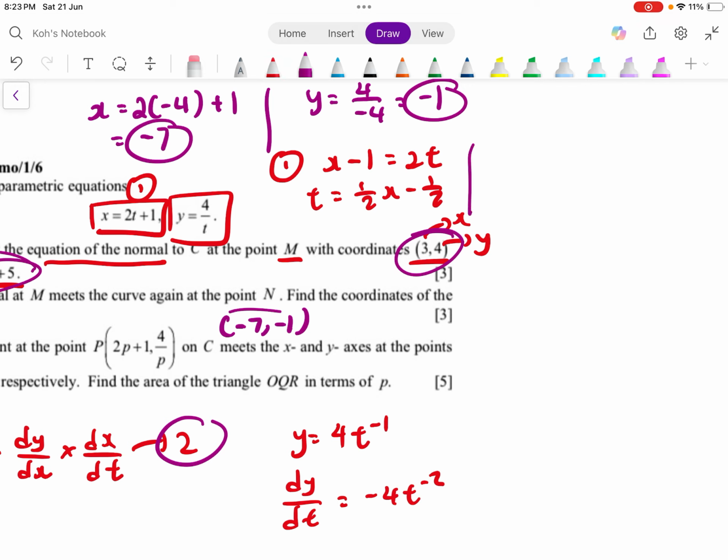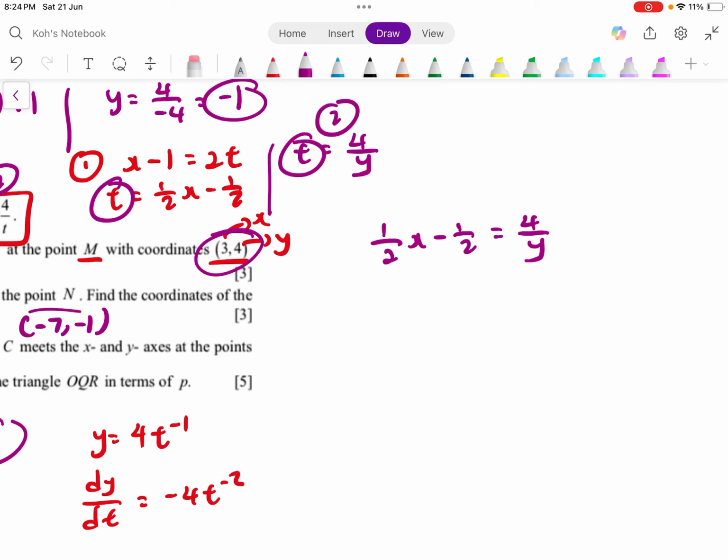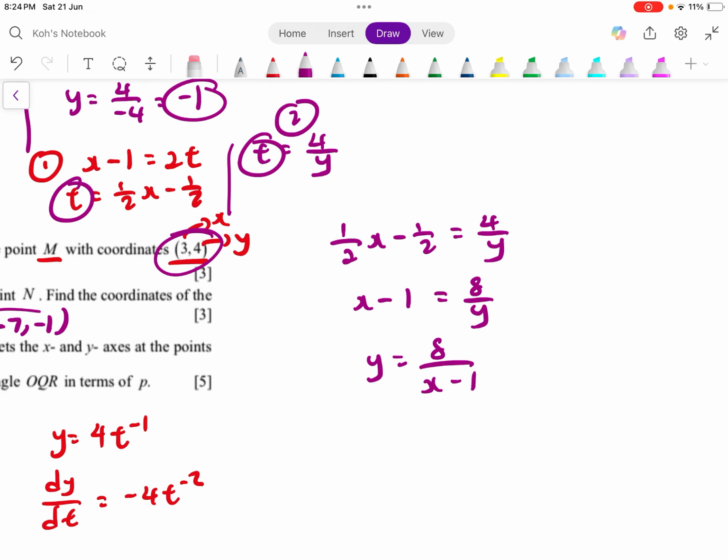Second equation, I can also make t the subject straight away. So t equals 4 over y. And then you put them together because the subject is t. So half x minus half is equal to 4 over y. Then you can times 2 throughout, so you get x minus 1 equal to 8 over y. So y equals 8 over x minus 1. This is how we do the conversion from parametric to your Cartesian.